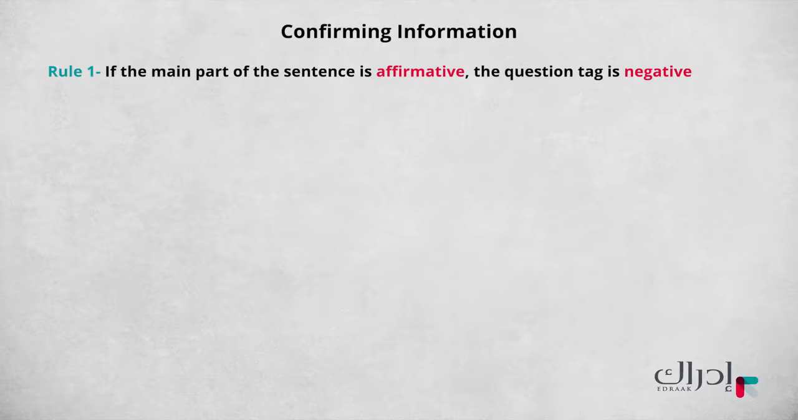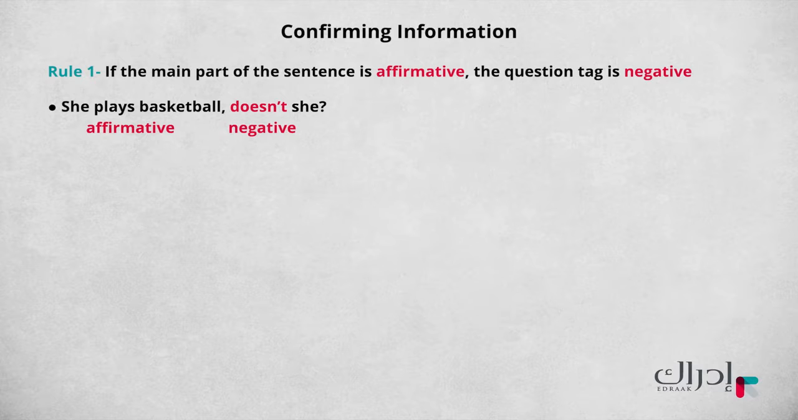Let's look at some more examples. Notice how affirmative sentences are followed by negative question tags. She plays basketball, doesn't she? They drove to the amusement park, didn't they?